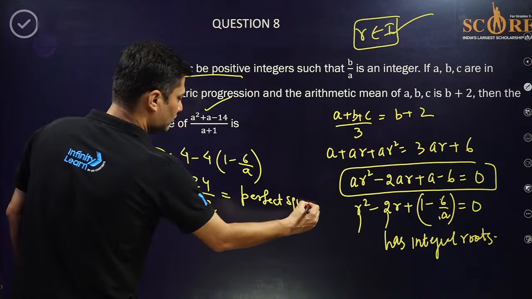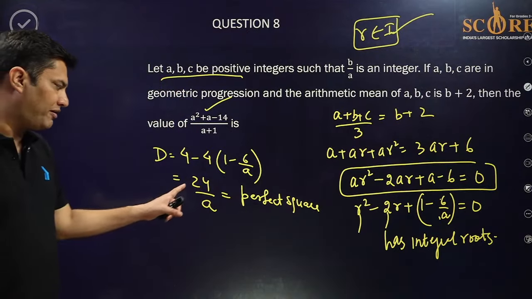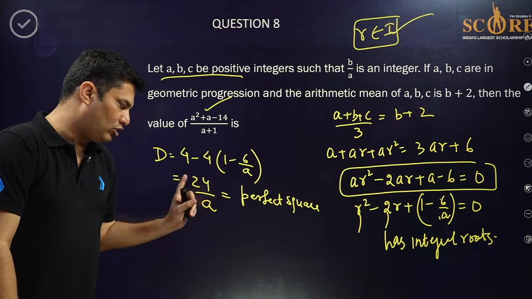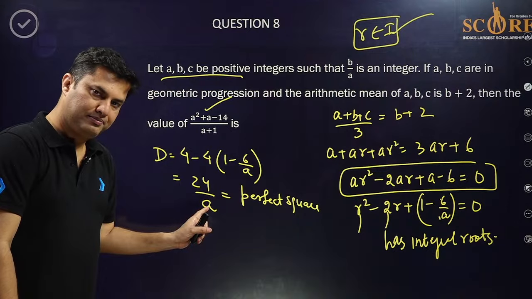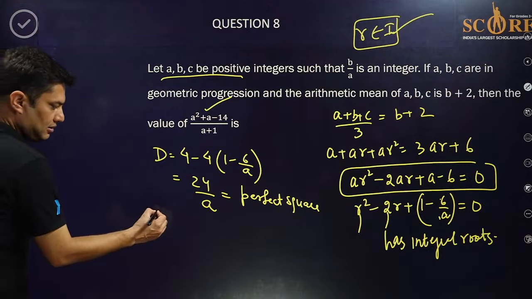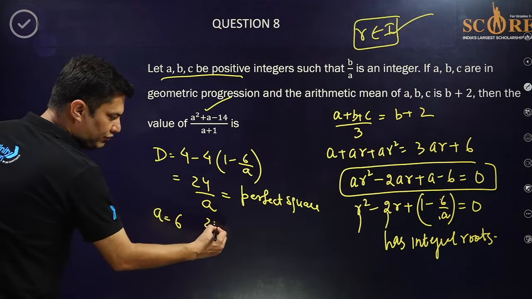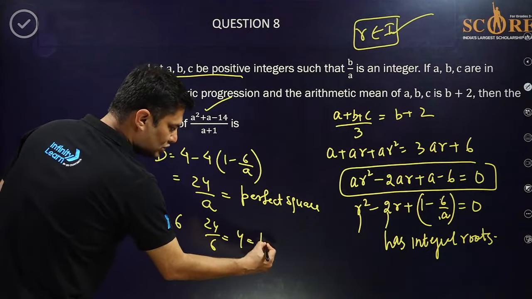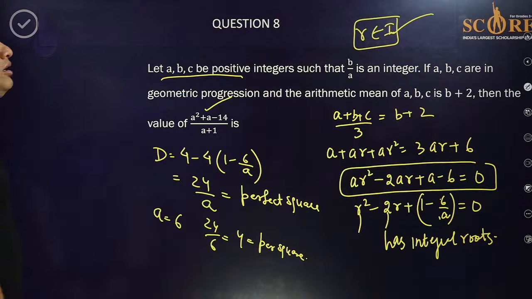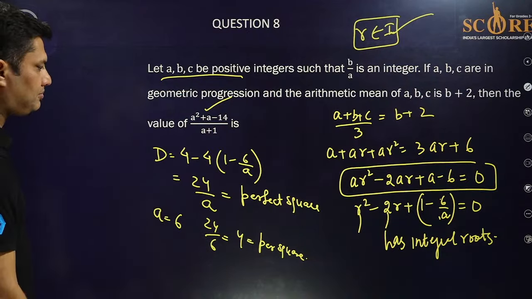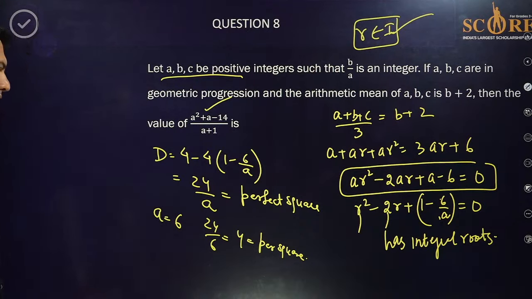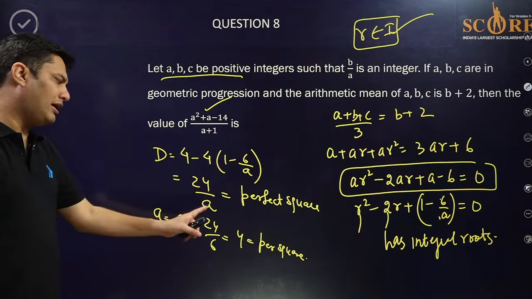Who will tell me the value? A cannot be 1, 24 is not a perfect square. If you put A as 2, 12, not a perfect square. 3, it's 8, not a perfect square. 4, 6, 6, yes, A is 6. So if A is 6, then 24 by 6 is equal to 4, which is a perfect square. Any other value? Okay, you can't put 7, 8, 9, 10, 11. 12, 24 can also be an answer.